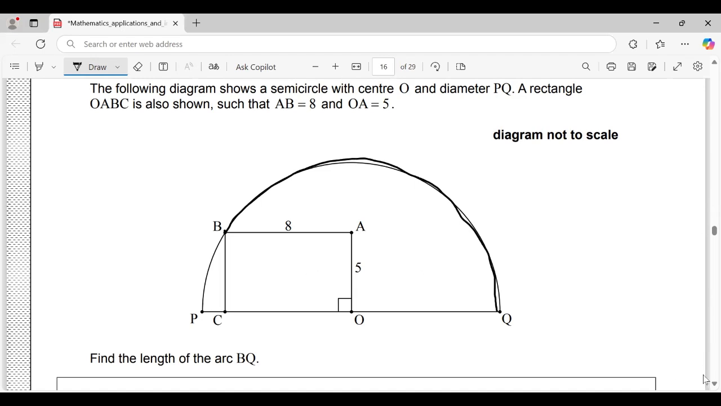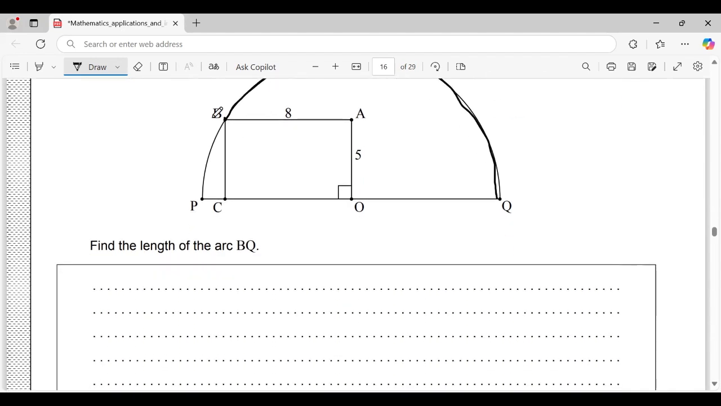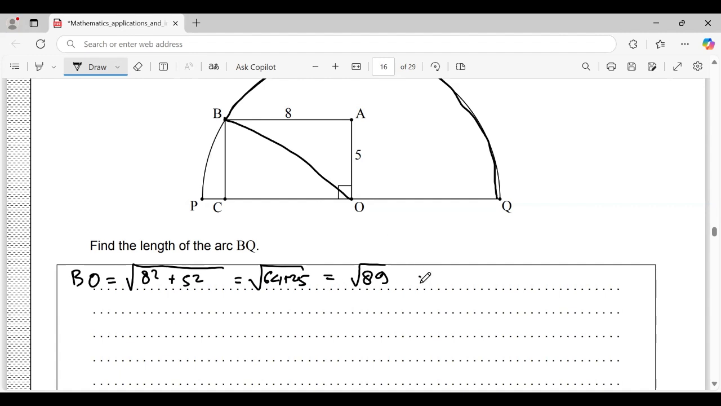To calculate that, we need to find the radius first. The radius of this semicircle is this one, BO. BO is the radius. So BO equals, by Pythagoras' theorem, the square root of 8 squared plus 5 squared, 64 plus 25, and it is the square root of 89. This is the radius.